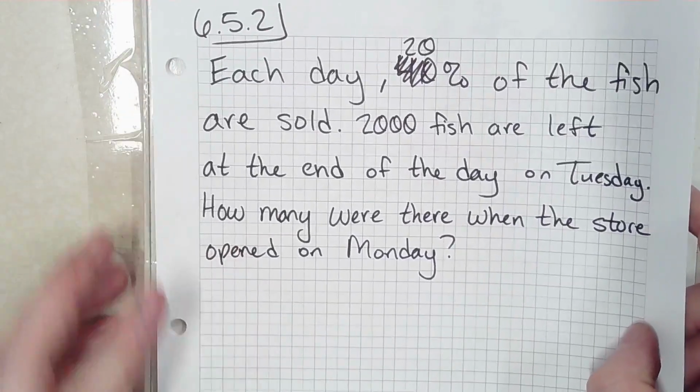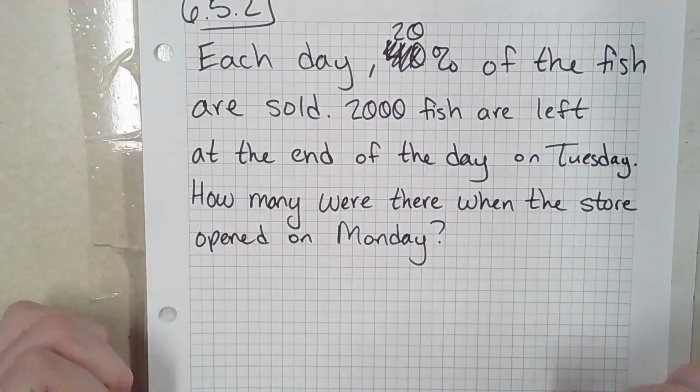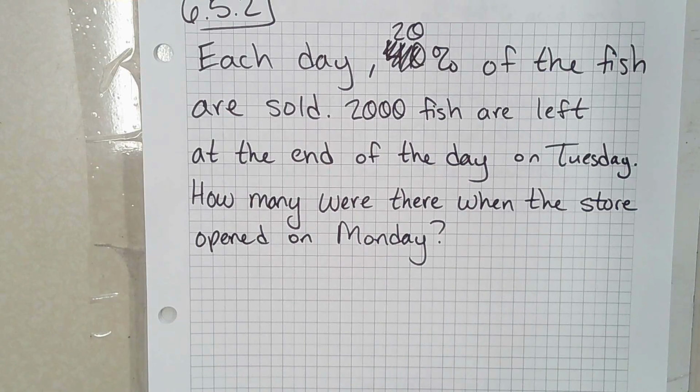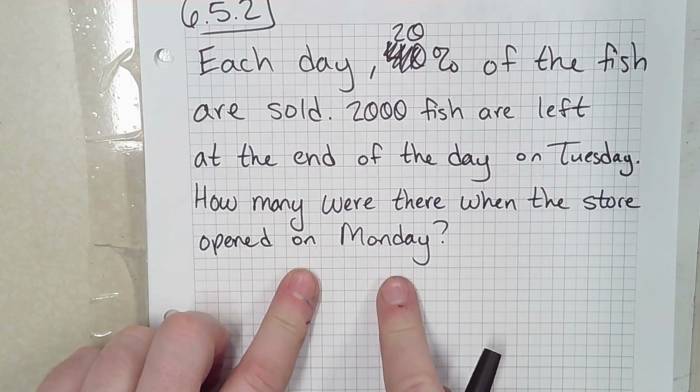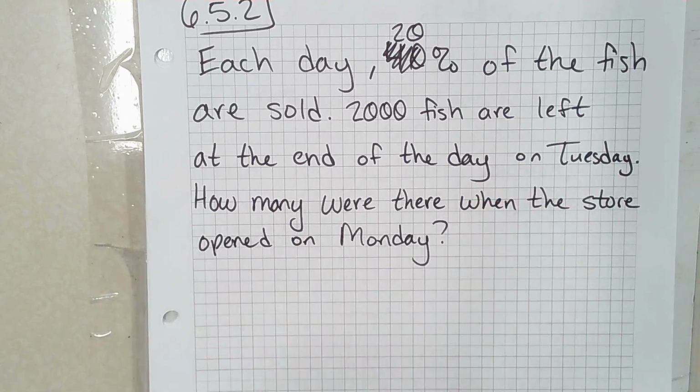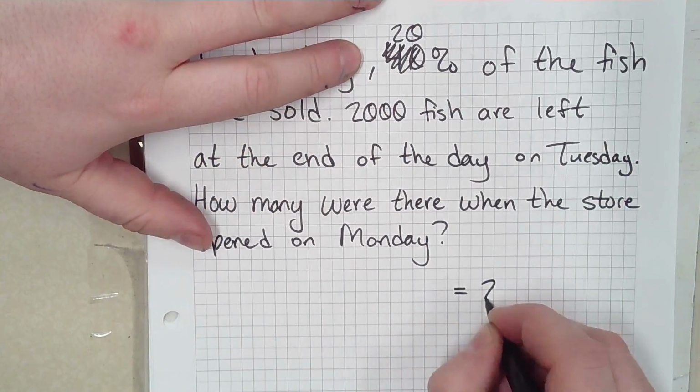Now this one's a little bit tricky on the words, but the setup is kind of easy. Each day, 20% of the fish are sold. So if I started with 100 fish on day 1, I would reduce it by 20 and get 80% or 80 fish left over. And then on day 2, I'd take 20% of 80 and I'd remove that, right? Well, we didn't start with a number that they gave us, right? We actually want to find how many did we start with on Monday? Because at the end of the day on Tuesday, after 2 work days have gone by, 2,000 fish are all that's left. So here's what we're left with, 2,000 fish.